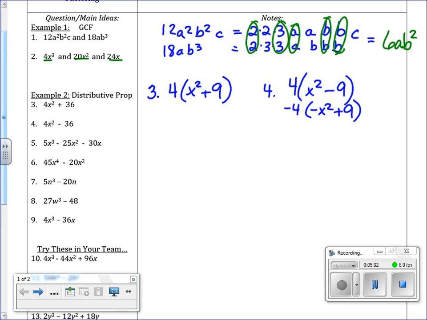Okay, next. I have 5x to the third, 25x squared, and 30x. That's number 5. So really the only thing I can pull out of there is 5x.